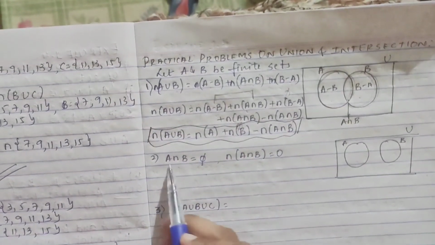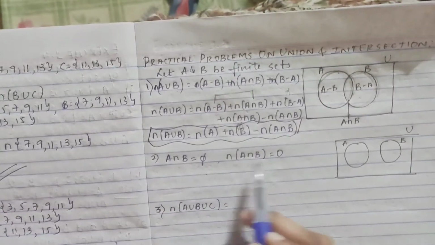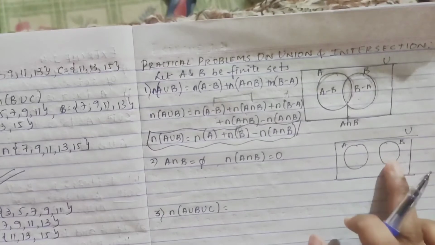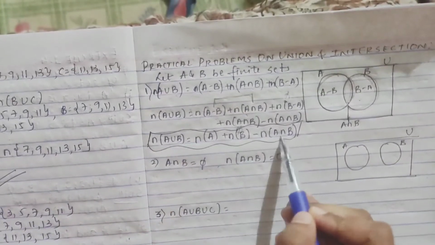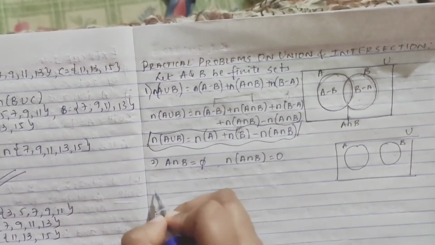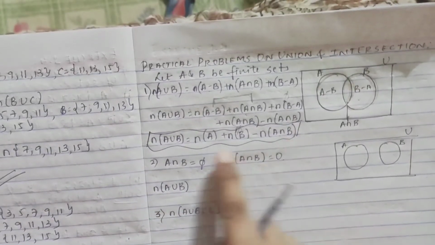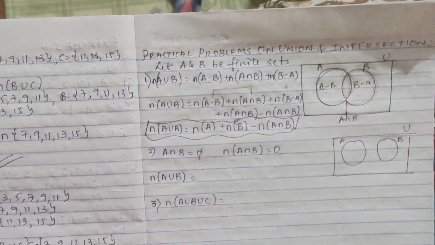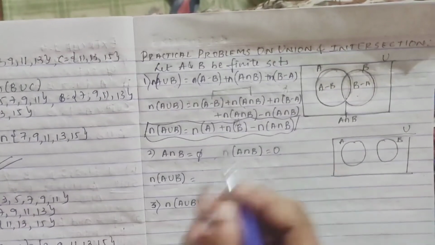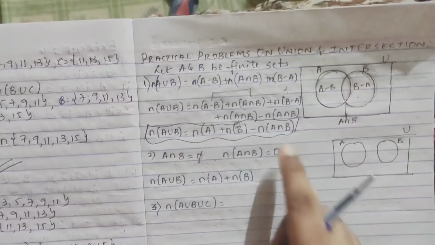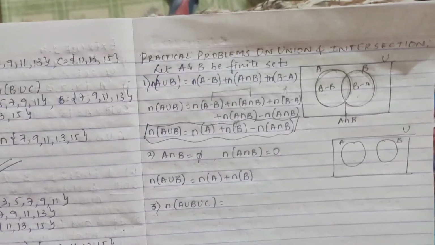Second formula: when they tell you A intersection B is equal to phi. A intersection B equal to phi means what? No elements. In the Venn diagram, there is nothing in common. So using the above formula, if I write n of A union B, and this term is 0, I will be left with only n of A plus n of B. So this is your second formula.